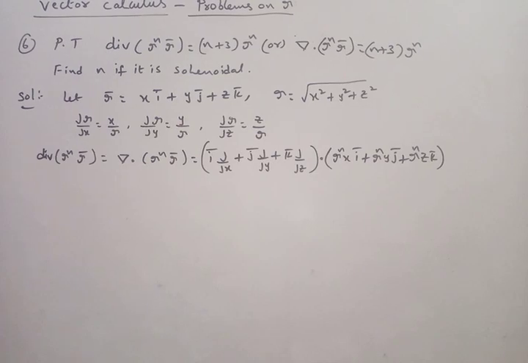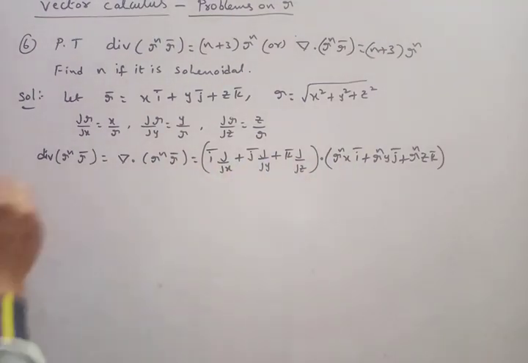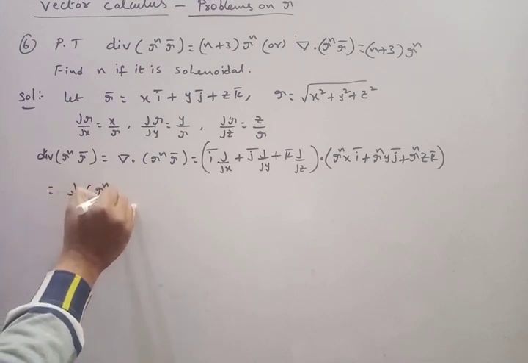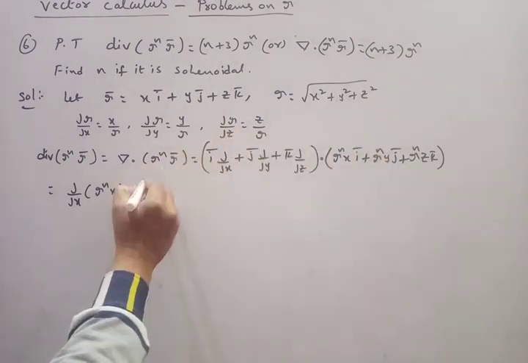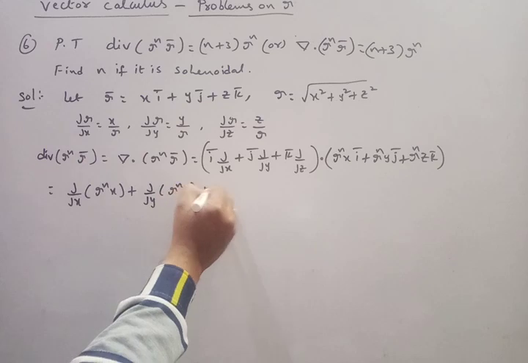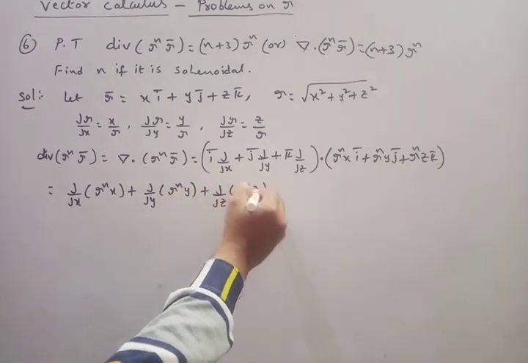Clear? Yes. Now what we have to do? So dot product: i bar dot i bar is 1. So what I get here? ∂/∂x of r^n x, plus i bar dot remaining 0, j bar dot j bar 1, ∂/∂y of r^n y, k bar dot k bar 1, ∂/∂z of r^n z.